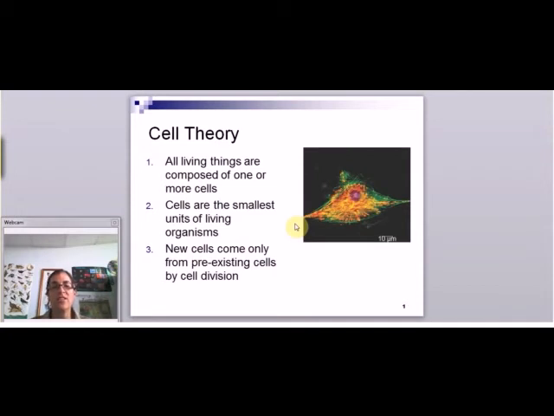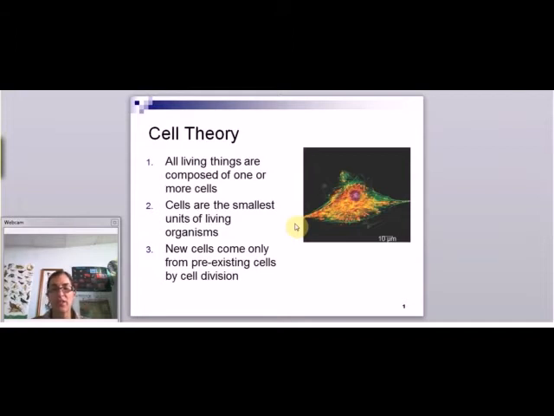So remember, we said living things are made of atoms too, but atoms are not alive. Cells are the smallest unit that is actually alive on its own. And the third part of the cell theory is that new cells come only from pre-existing cells. This occurs through cell division.